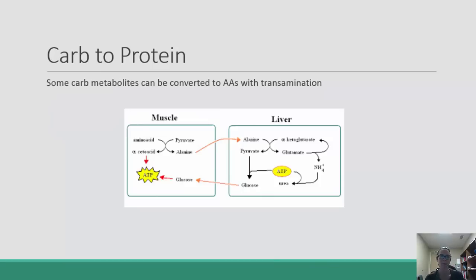Okay, so that was protein to carb. Now what about carb to protein? Well, we know that some carb metabolites can be converted to non-essential amino acids with transamination. And here is our wonderful example of our glucose-alanine cycle, where pyruvate is serving as an alpha keto acid, which combines with an amino acid to then form alanine. And this is beneficial because then the alanine can go to the liver, where it's then converted back to pyruvate, which can be converted to glucose. So in this way, the parts of a carbohydrate can serve as an alpha keto acid to produce non-essential amino acids.